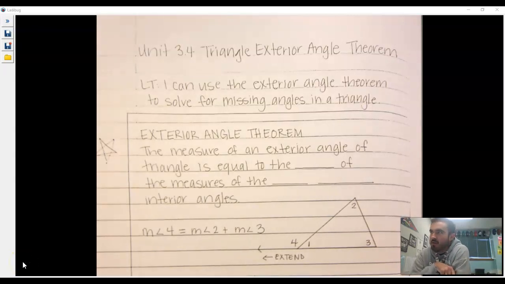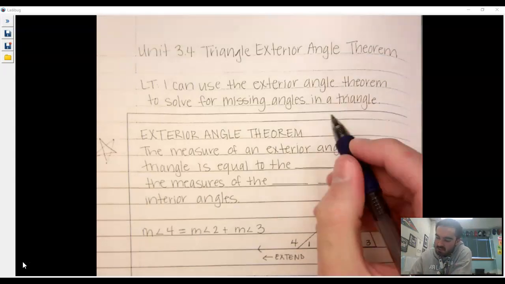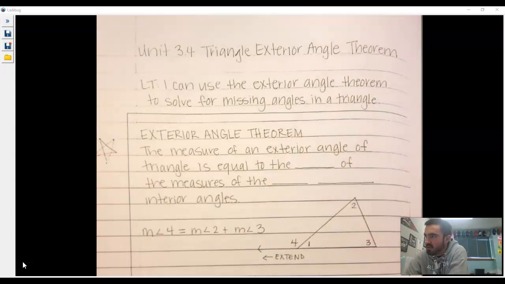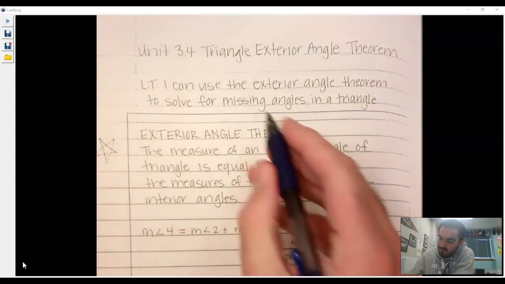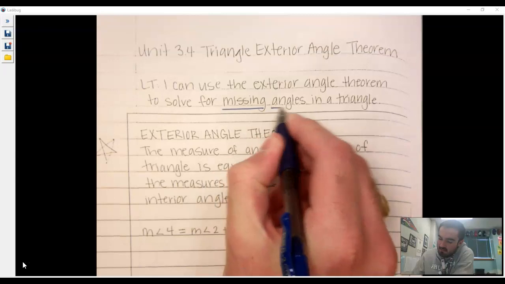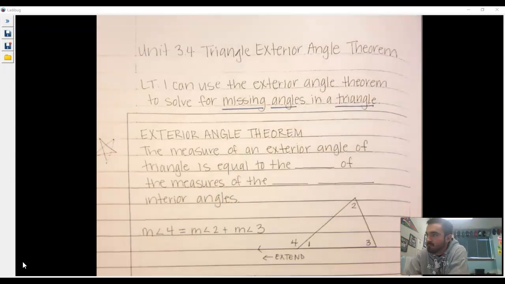Alright guys, so today we're doing the Unit 3.4 notes. We're going to be talking about the triangle exterior angle theorem. So our learning target is we're going to be able to use the exterior angle theorem, which we'll talk about here in a second, to solve for missing angles in a triangle.